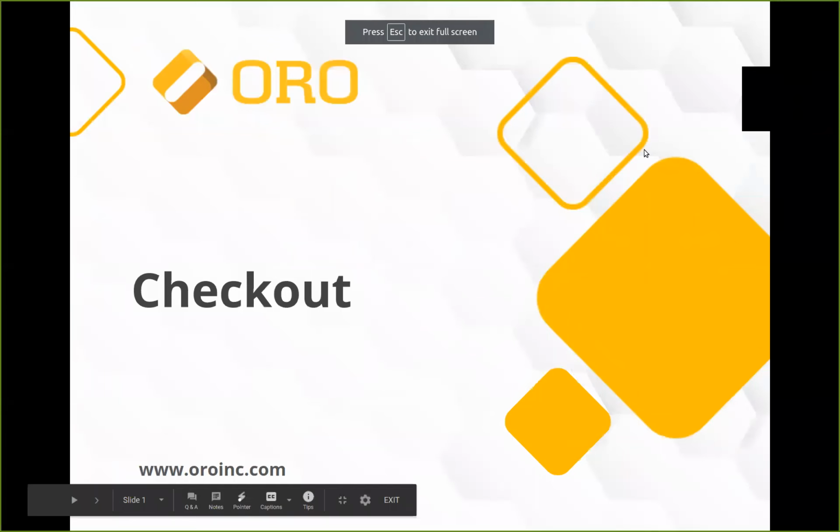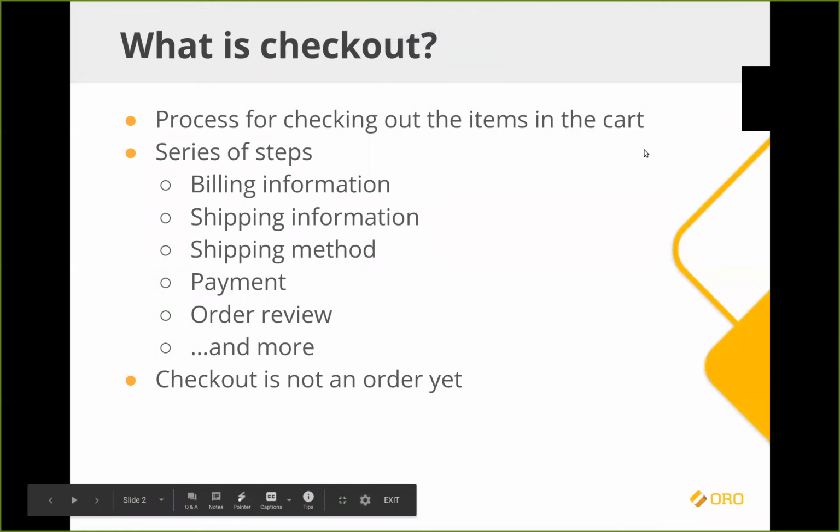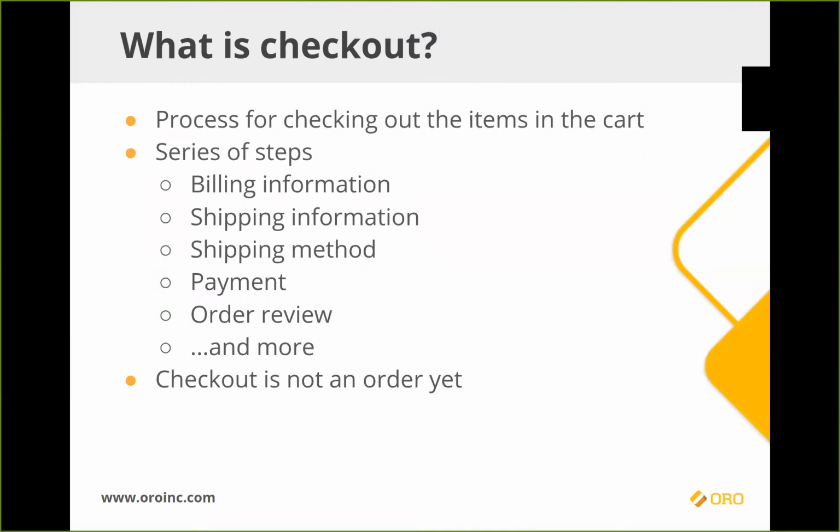The first thing we'd like to do is understand what checkout is and how it's used in the application. Checkout is the process for checking out the items in the cart. During this flow, the customer has to go through a series of steps, which include billing information, where the customer specifies his billing address, shipping information, where the customer specifies his shipping address, shipping methods, where the customer specifies how he wants the products to be delivered to him, and payment method, which means how the customer has to pay for it.